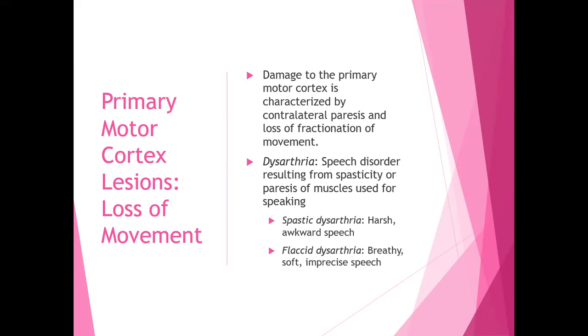Flaccid dysarthria is paresis of the muscles of speech. So you get breathy, soft, imprecise speech. So in the next chapter, we will compare the different types of dysarthria and dysphagia and aphasia.